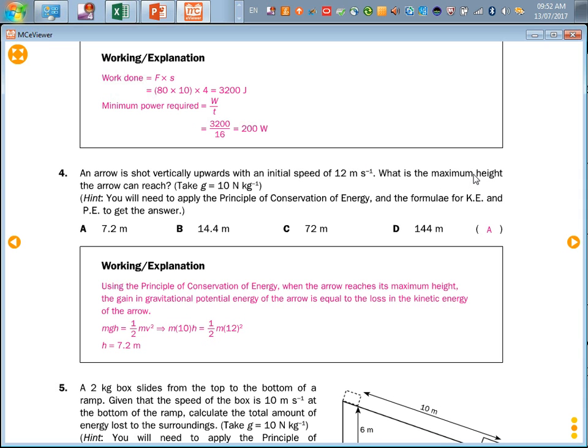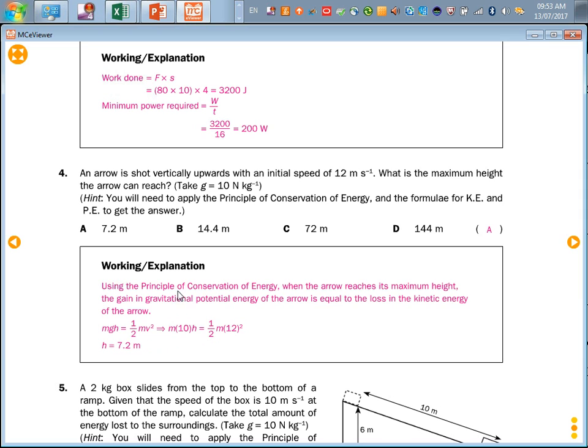But they now ask what is the maximum height that the arrow can reach. That has got to do with the gravitational potential energy. So based on our principle of conservation of energy, when it reaches maximum height, all of the initial energy is converted into gravitational potential energy. That means at the highest point, mgh, your gravitational potential energy, is equal to all of the kinetic energy from the start, half mv squared.